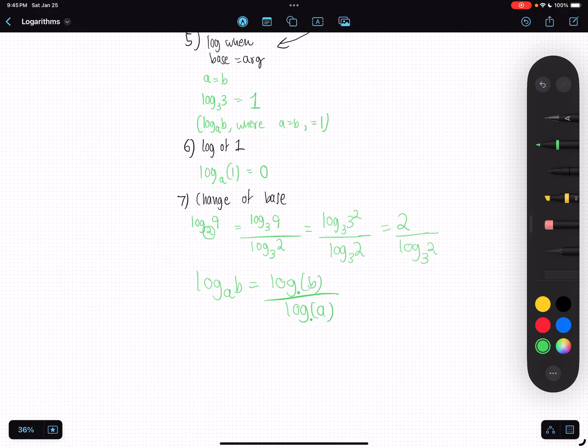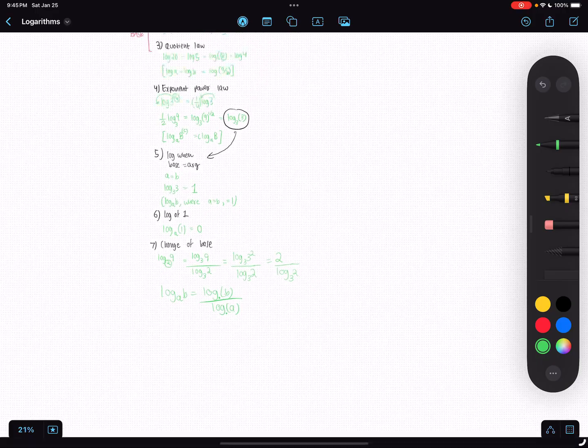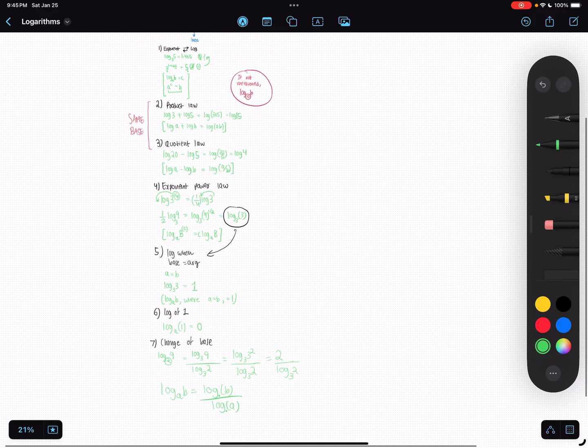And that's about it for logarithms. Those are all the important things you need to know. These 7 rules. And in the next video, we are going to talk about natural logarithms.